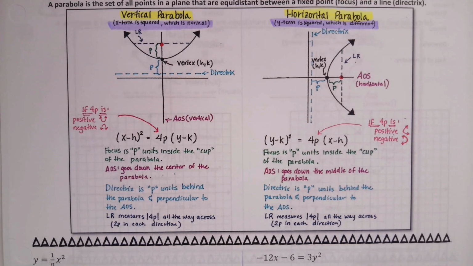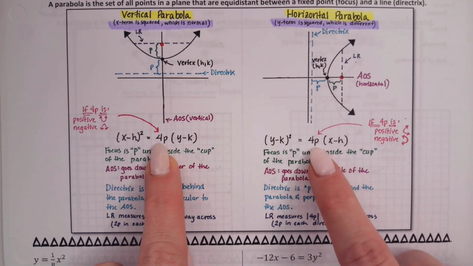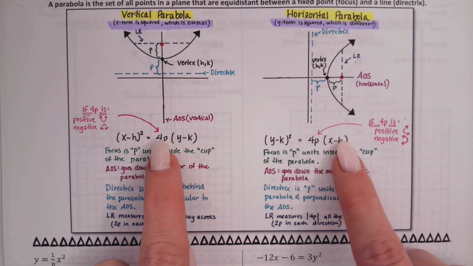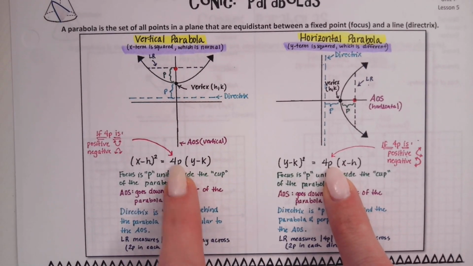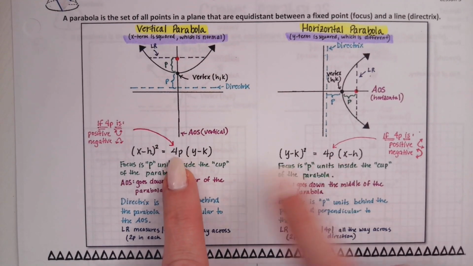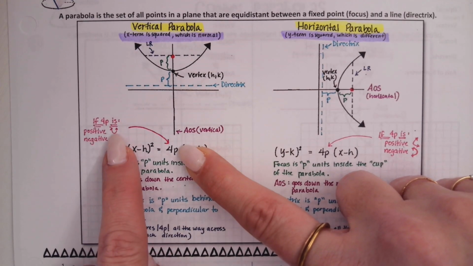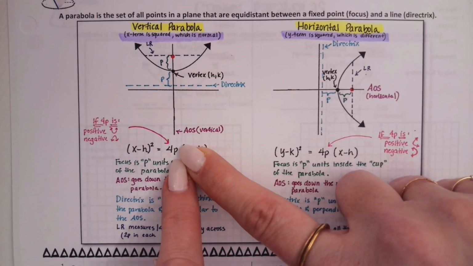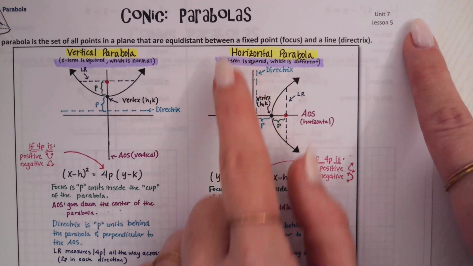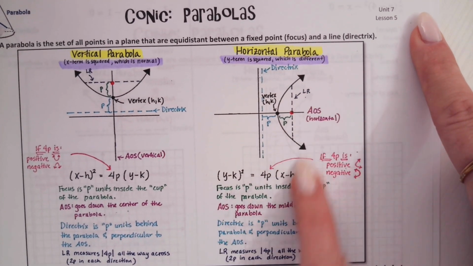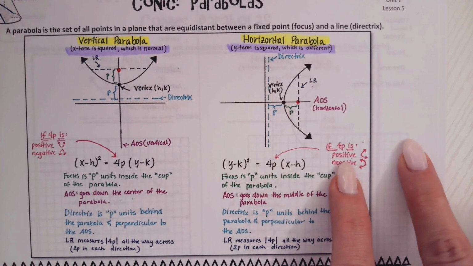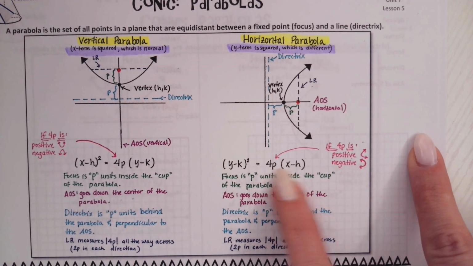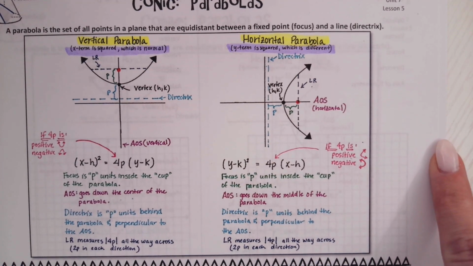In the equation right here, this number that's the coefficient in front of the unsquared term, based on this sign, you can tell which way it's going to face. So if it's a vertical parabola and that sign is positive, it's going to face up. If that sign is negative, it's going to face down. If it's a horizontal parabola, a sideways one, based on this sign, you can figure out which way it faces. If it's positive, it's going to face towards the right. If it's negative, it faces towards the left.